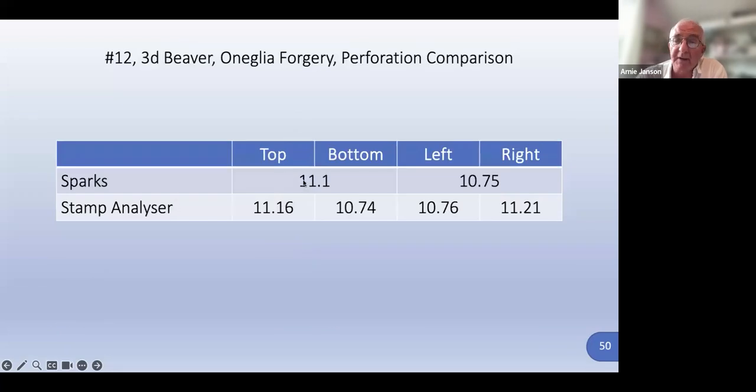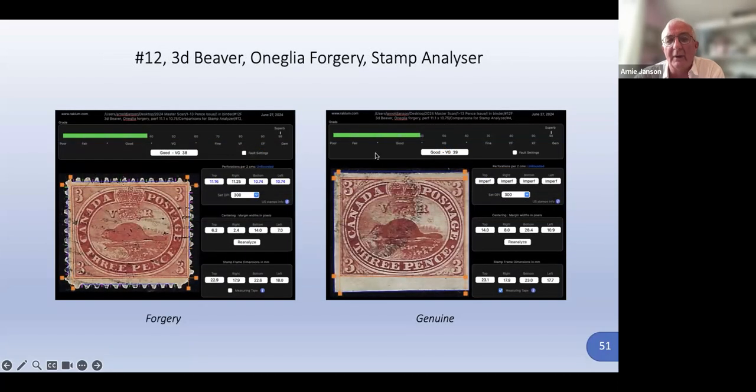When we compare with what Sparks advertised in their auction catalog, they called it 11.1 by 10.75, which means they had the top correct, but the bottom wasn't even close. And here they had the left side right, but the right side wasn't. So it looks to me like the actual perforating machines were two sets of line perfs, one at 11.1, one at 10.75, and they got different perfs on the different sides of the stamps, top and bottom. Of course, when the stamp analyzer does the perf, it comes in as imperf, which is what you'd expect. But I was really interested in figuring out how dimensionally accurate the forgery was compared with a genuine. And that's where the stamp analyzer can come in.